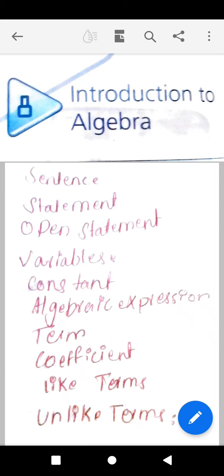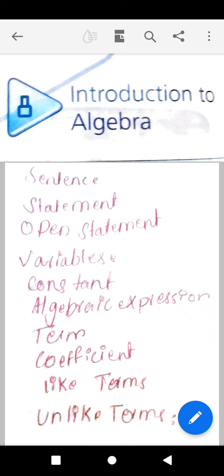If we talk about numerals, we can also combine numerals by operations like 2 plus 3 multiplied by 7. Here we are using two operations, plus and multiplication, for joining these numerals.